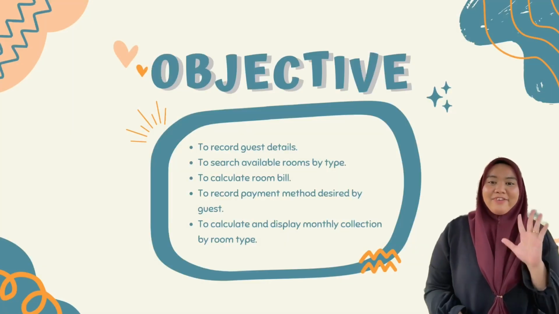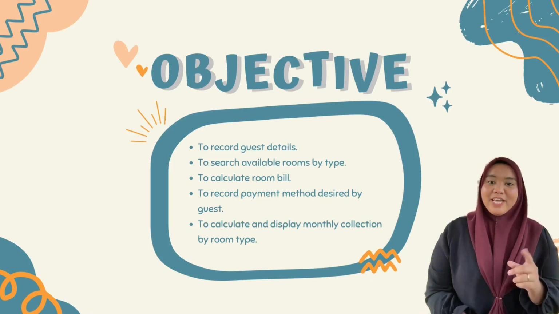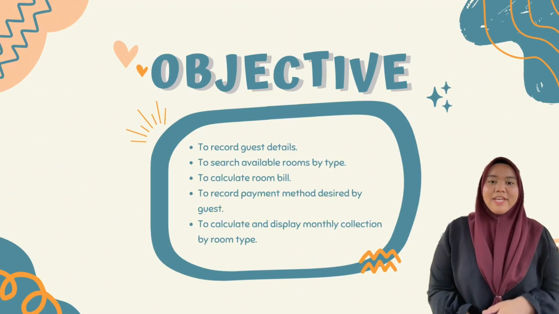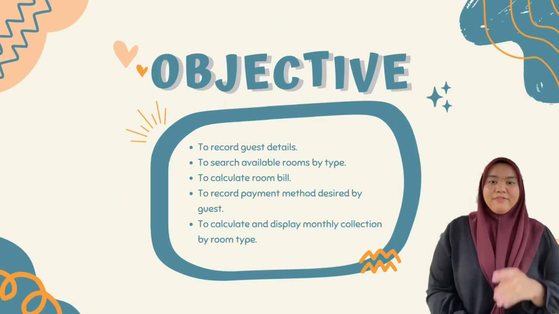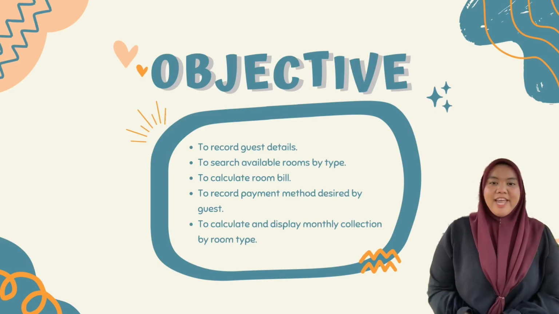So, these are the 5 objectives of the Giggle Nest Hotel Management System. First, to record guest details. Second, to search available rooms by type. Third, to calculate room bill. Fourth, to record payment method desired by guests. And fifth, to calculate and display monthly collection by room type.